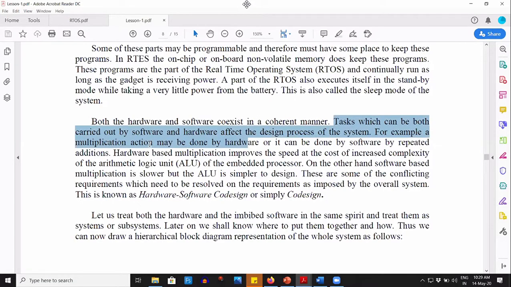Tasks which can be carried out by both hardware and software affect the design process of the system. See, what is affecting is the task which needs both hardware and software. For example, let's have an example. Multiplication may be done by hardware, or it can be done by software by repeated addition.